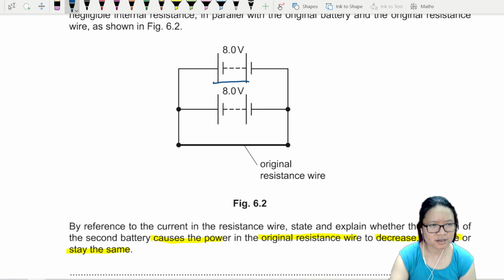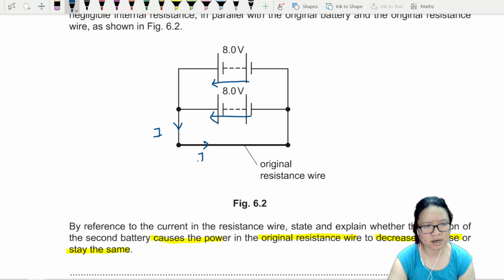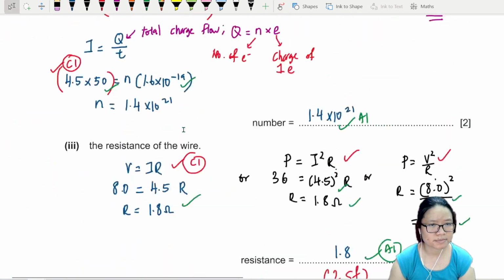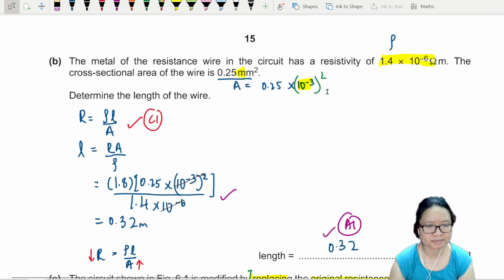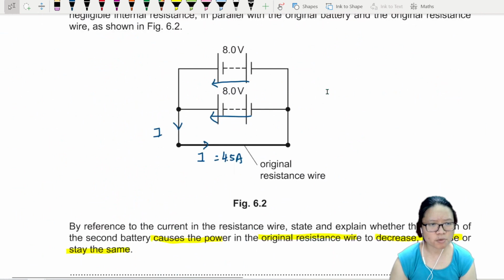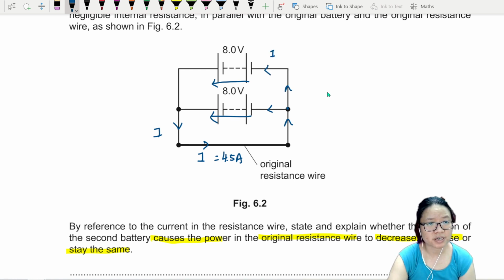This battery and this battery are parallel. So let's say the current here is I. I don't know what this I is. Is it again 4.5? We calculated this one as 4.5 amps, right? 4.5 ampere. So 4.5 ampere passing through the wire. At this juncture, the 4.5 was split into 2. So here is I over 2, or 4.5 over 2, 2.25.